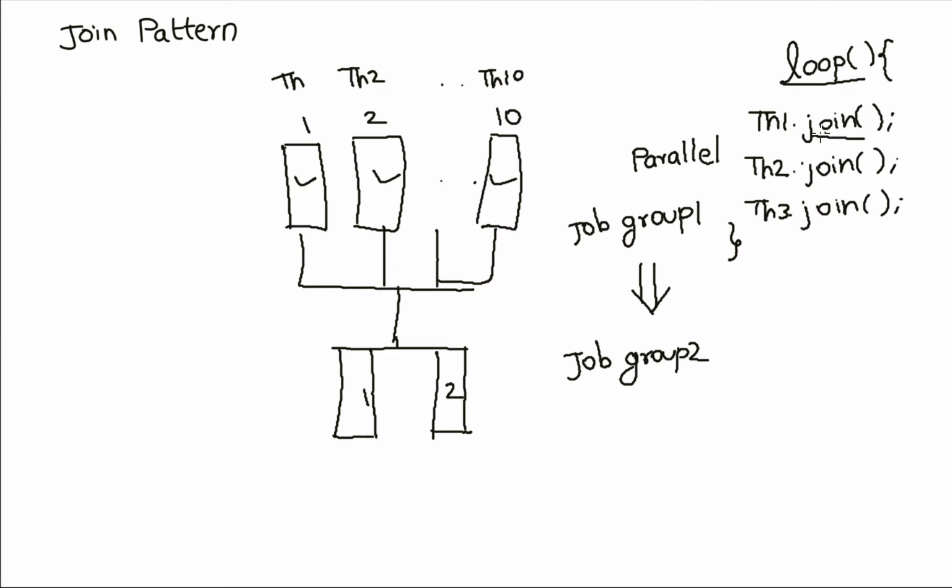So this loop basically makes sure that these threads have been successfully finished. Join of thread 1 will return only when thread 1 has successfully completed the job. Join of thread 2 will return when thread 2 has successfully completed the job. And when this entire loop finishes executing, this means that job group 1 has successfully completed, or all the threads have successfully ended. And only after that can these new threads be spawned.